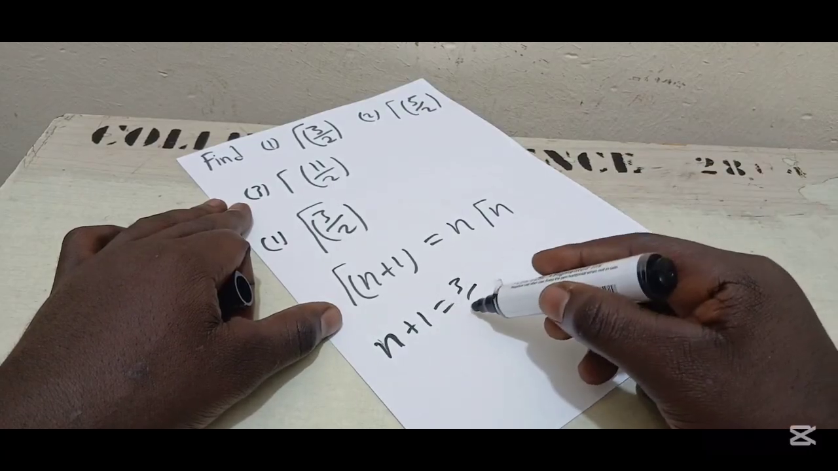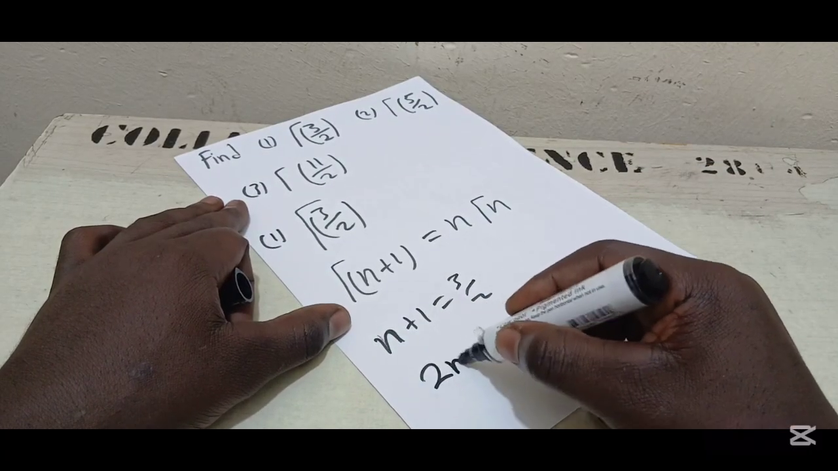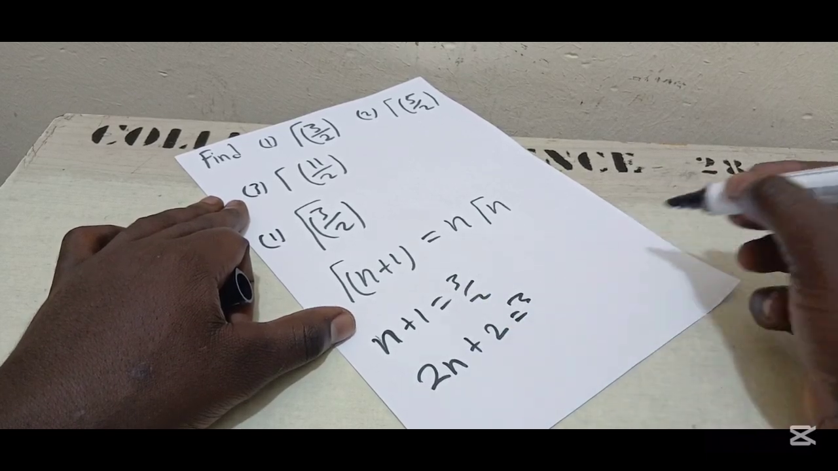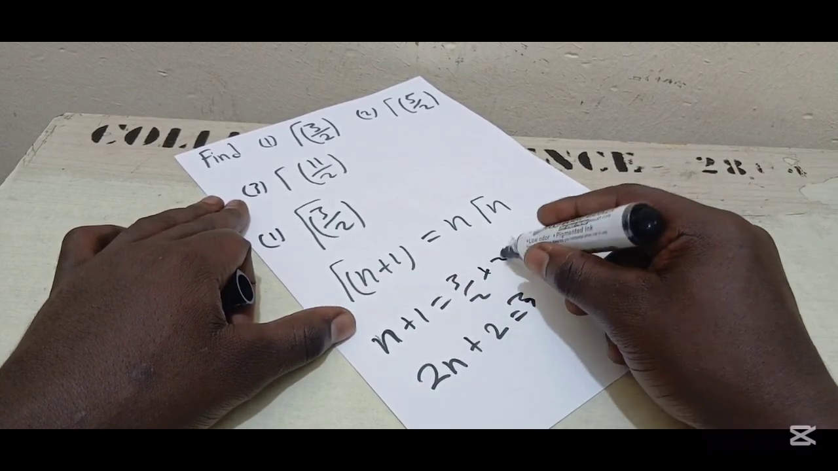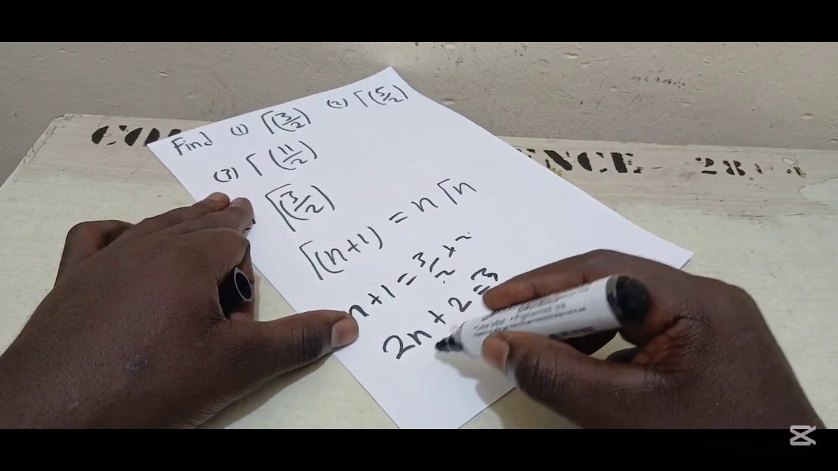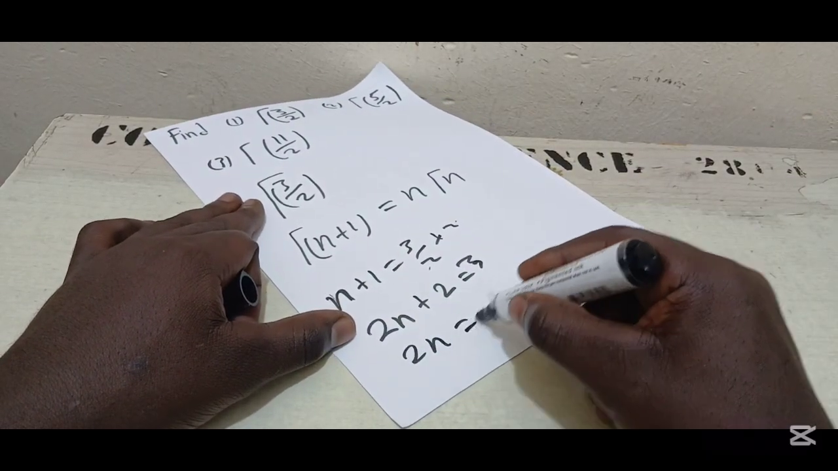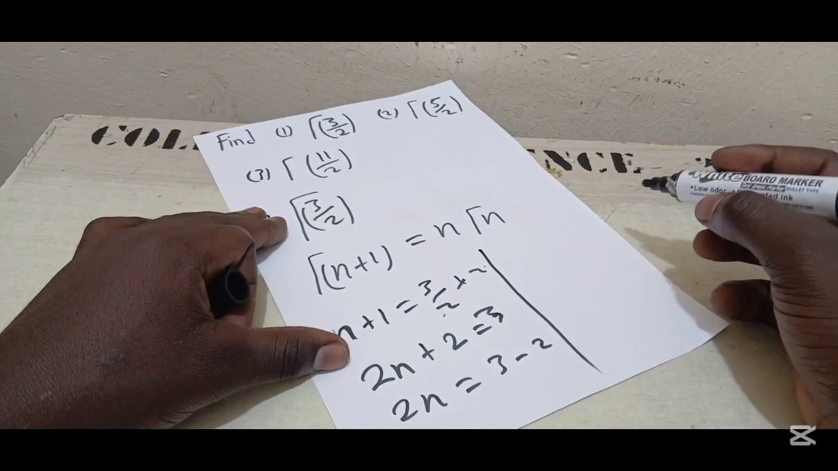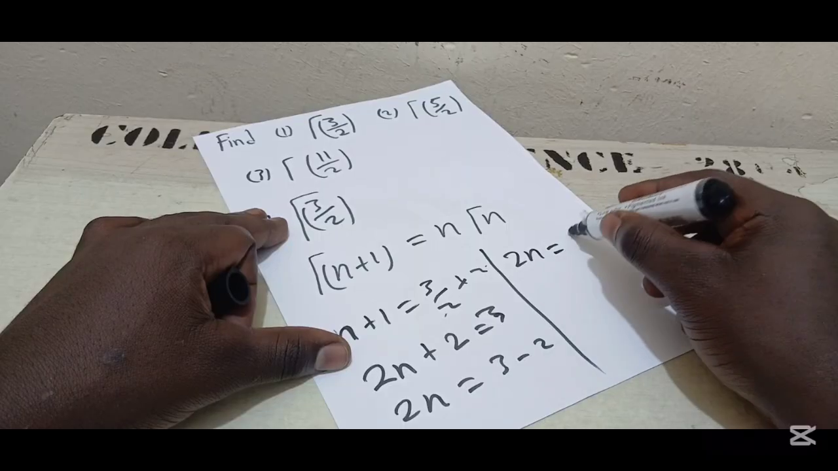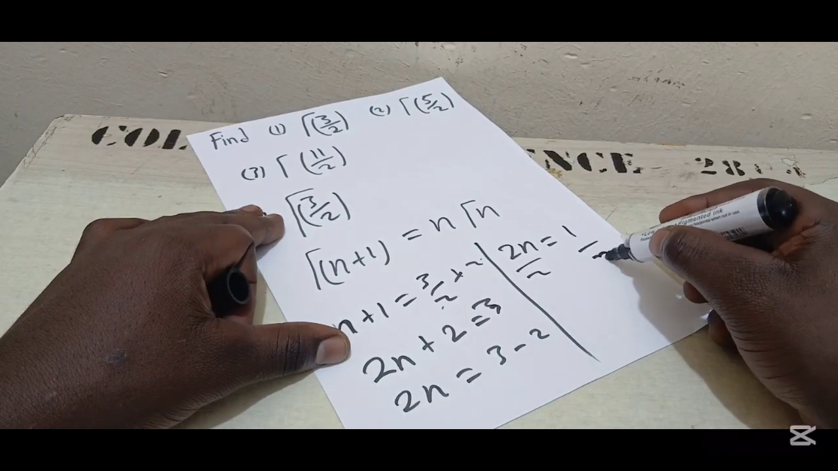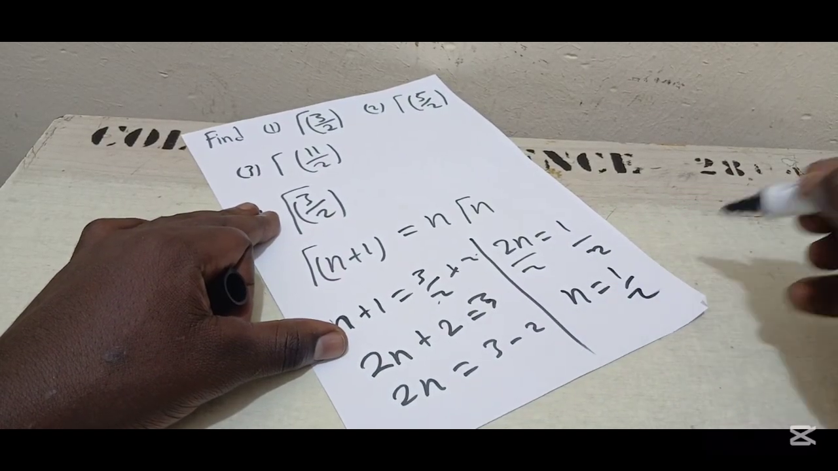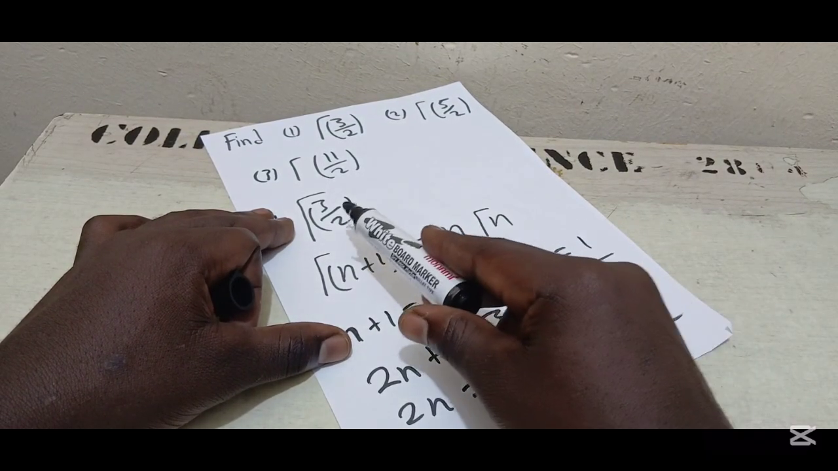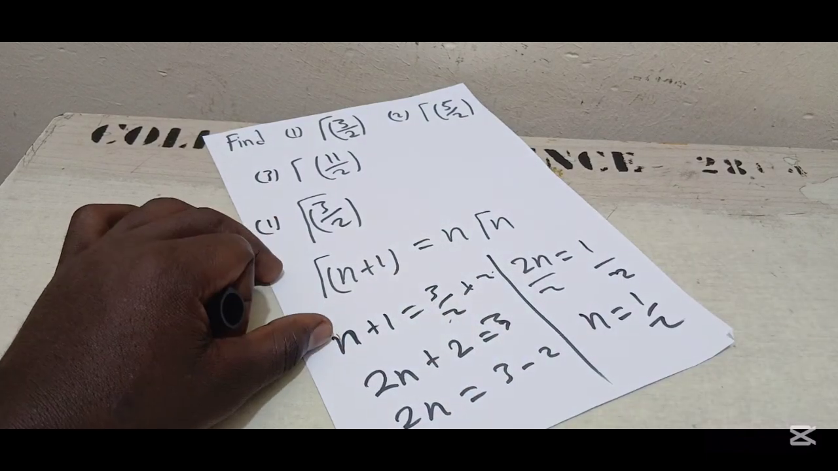Simplifying this equation, let's multiply by 2. So 2n, and 2 by 1 should give us 2, and 2 by 3 on 2 will definitely give us 3, because when we multiply by 2 here, it will cancel. So now let's make n the subject. 2n equals 3 minus 2. At the end of the day, you are going to see that we have 2n equals 1. Dividing both sides by 2 to solve for n, our n equals half. So now that we know that n equals half, it means half plus 1 will give us 3 on 2. You can check that on your calculator.